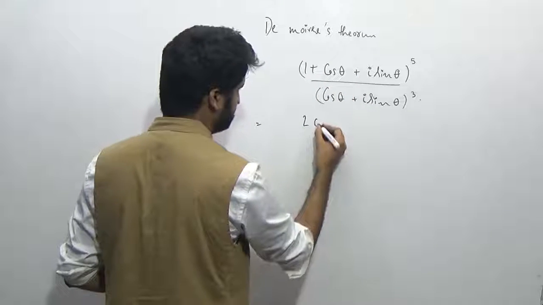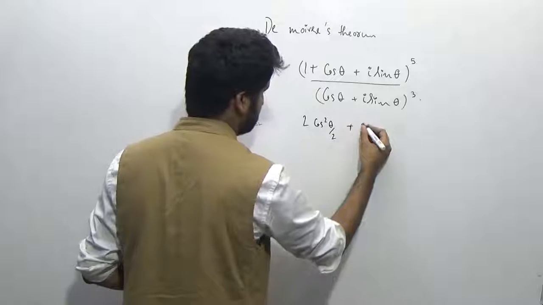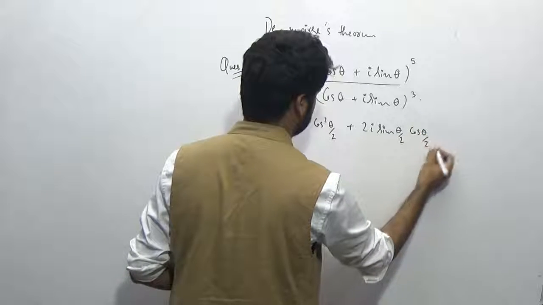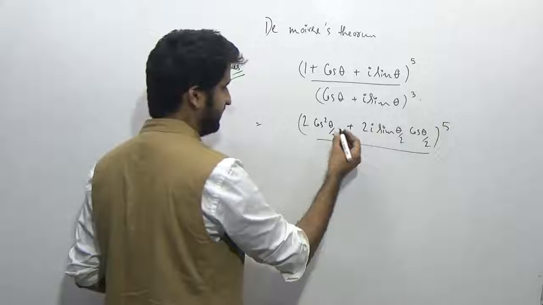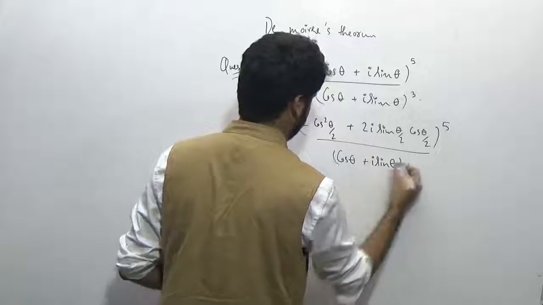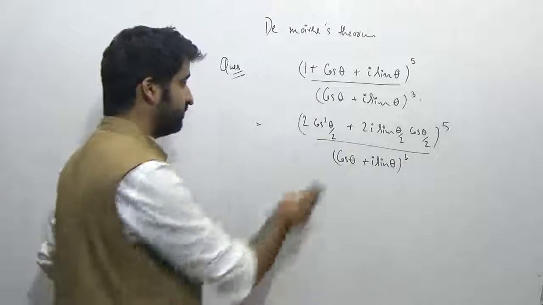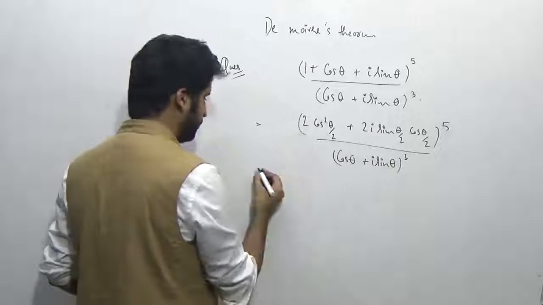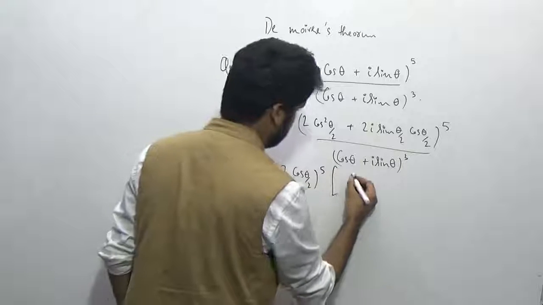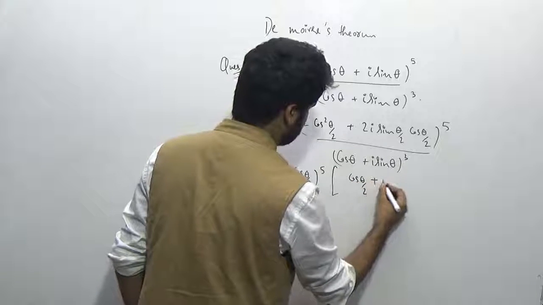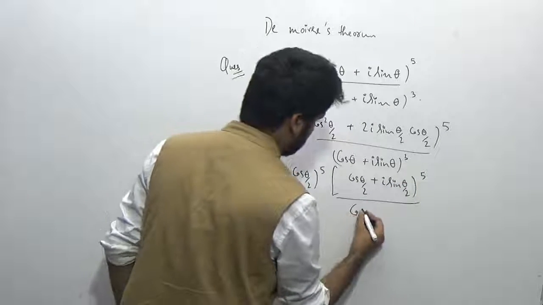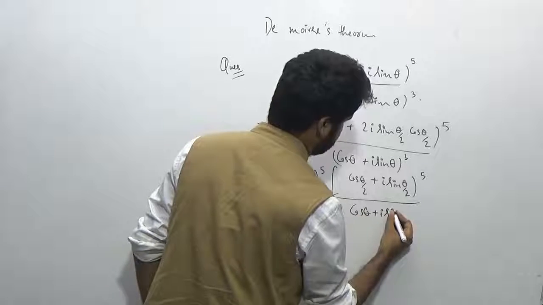This can be written as (2 cos square theta by 2 plus 2 iota sin theta by 2 cos theta by 2) to the power 5 divided by (cos theta plus iota sin theta) to the power 3. Now we take 2 cos theta by 2 common, so we'll get (2 cos theta by 2) to the power 5. In the bracket we'll get (cos theta by 2 plus iota sin theta by 2) to the power 5 divided by (cos theta plus iota sin theta) to the power 3.